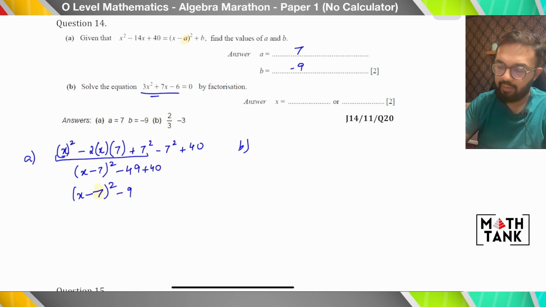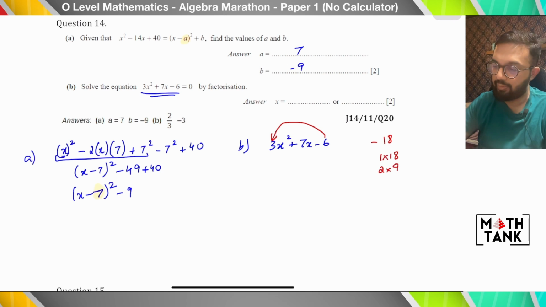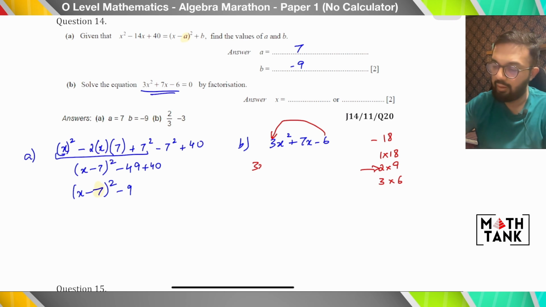Okay, this is solve by factorization, so I'm going to write 3x squared plus 7x minus 6. You multiply 6 with 3 and you get minus 18. 1 into 18, 2 into 9, 3 into 6. So I need a pair of factors that will give me 7 in the middle. So I'm going to pick these numbers. I'm going to say that I have 3x squared plus 9x minus 2x. So 9 and 2 give me 7.